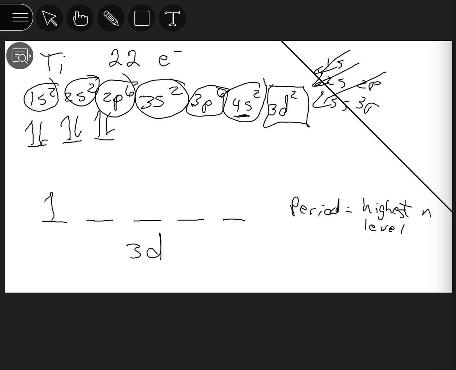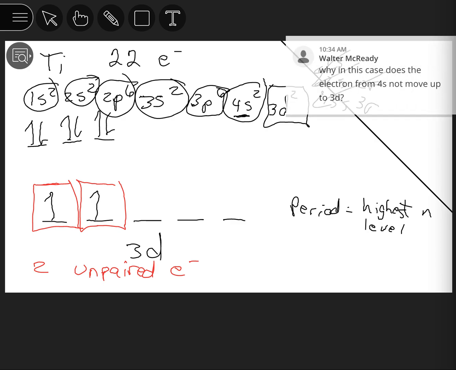So all I have to do in this case is draw this out. All right. So I know that I have D2. And according to Hund's rule, I have to put 1 in each before I start doubling up. So they're going to get their own orbital. Getting their own orbital, that allows me to see how many are unpaired. And in this case, this one is unpaired, and this one is unpaired. So it has 2 unpaired electrons. And that's how you can count how many unpaired electrons there are.